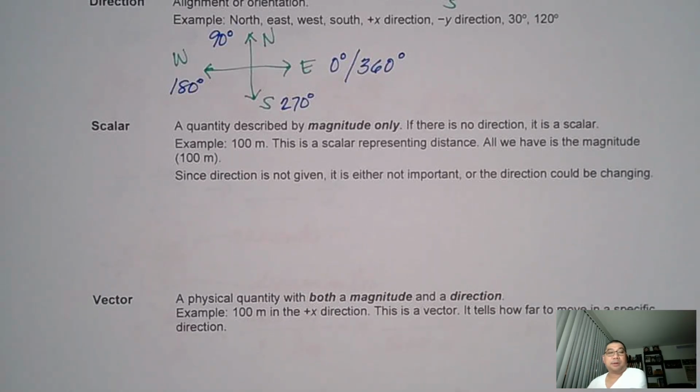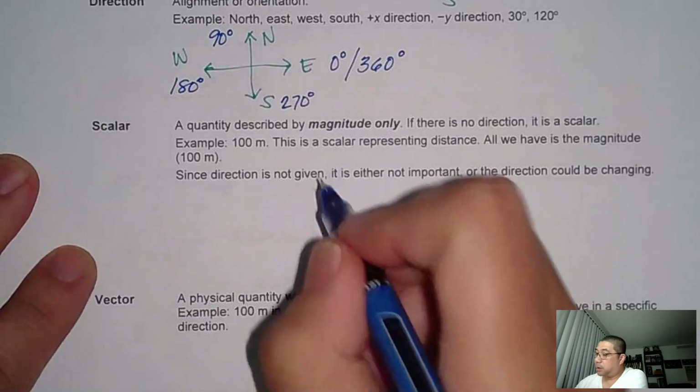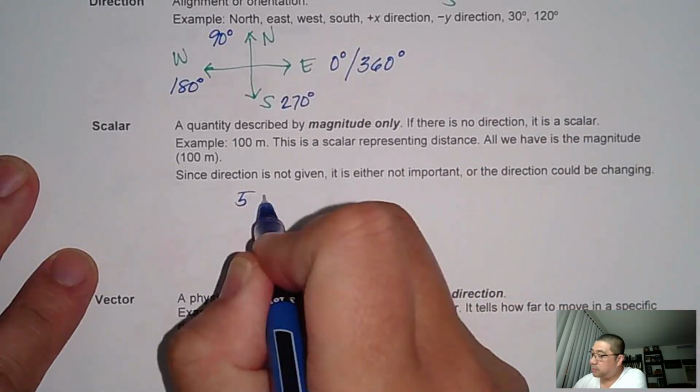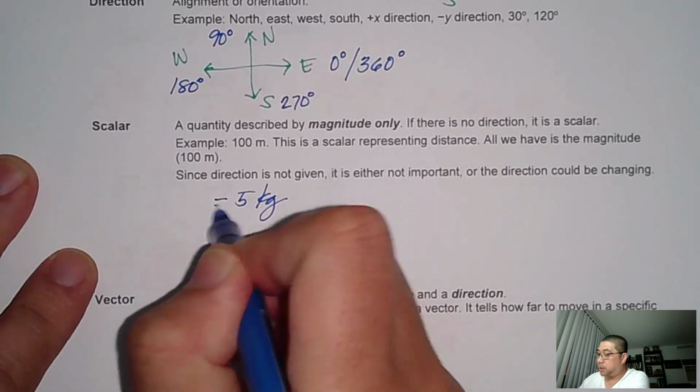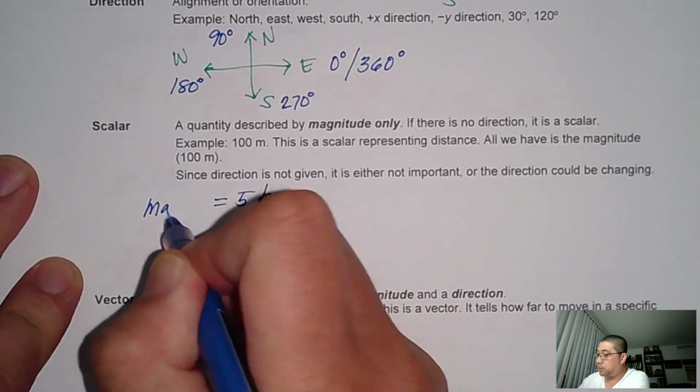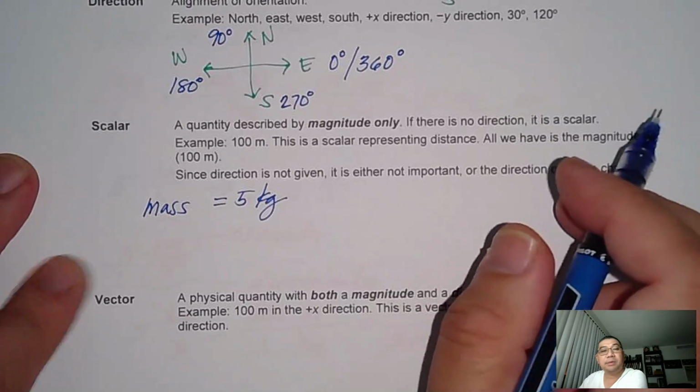Scalar. So here are some of the examples for scalar. Let's use 5 kilogram. From our previous pages, what is kilogram? That is a measurement of mass. So mass is kilogram.